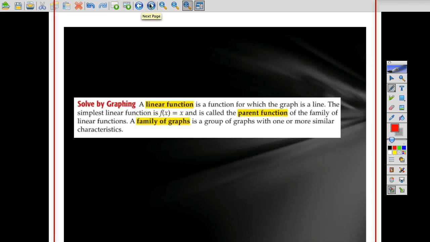All right, solve by graphing. A linear function is a function for which the graph is a line. The simplest linear function is f of x equals x, and it is called the parent function of the family of linear functions. A family of graphs is a group of graphs with one or more similar characteristics. So this is the parent function of the family of linear functions.